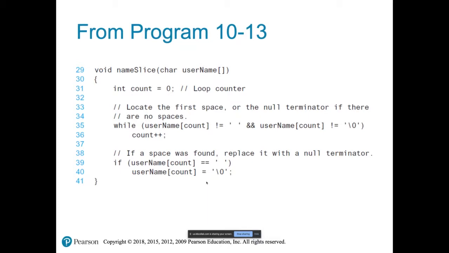Same thing with name slice. Locate the first space or the null terminating bit. So they're taking this username, looking for what's not equal to space, and the user count is not equal to the null terminating bit, because they don't want to break the bounds of the array. So either they're going to find that space right here, or they're going to find the end of the string. One or the other. And that's why there's an and right here. One of these is going to eventually fail. If the space was found, replace it with the null. So if they find the space, replace it with the null. So that's slicing it up.